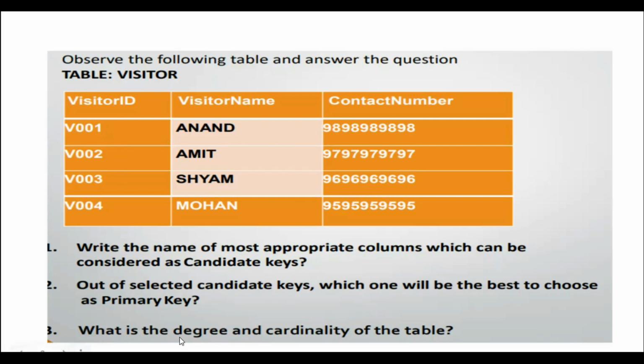The next one is degree and cardinality. We have already seen what degree and cardinality are. Degree is the number of columns in a table. So we have 1, 2, 3 columns, so the degree is 3. Cardinality is the number of rows in a table: 1, 2, 3, and 4. So the cardinality of the table visitor is 4.